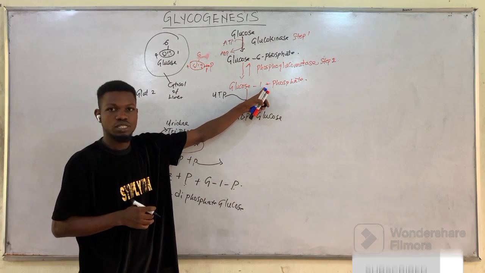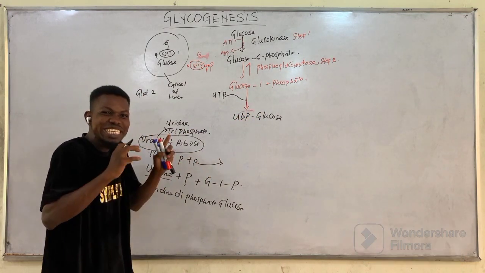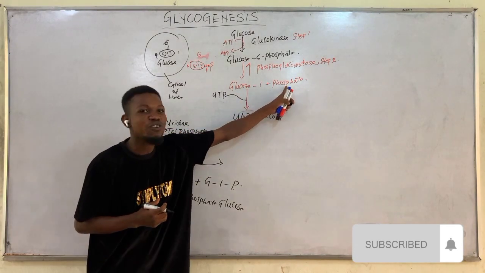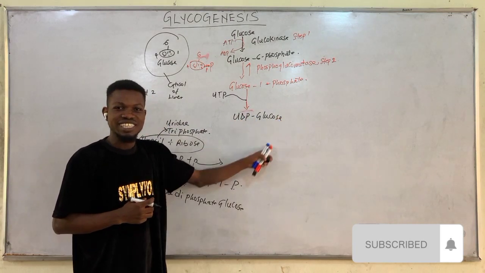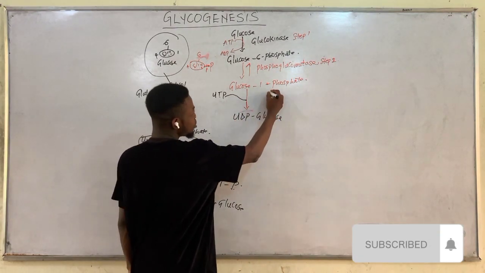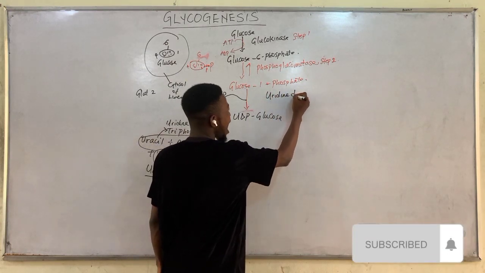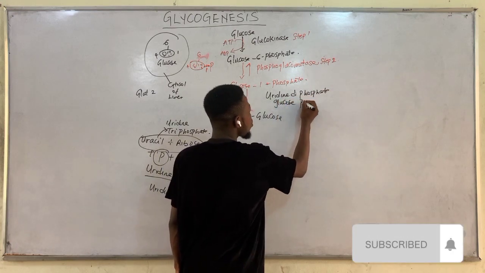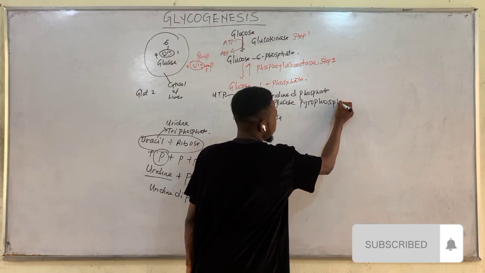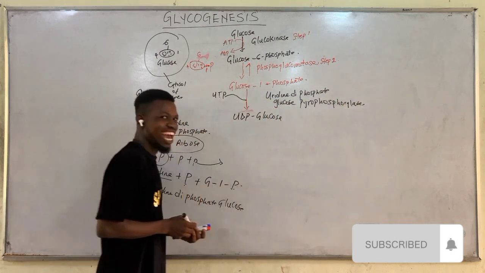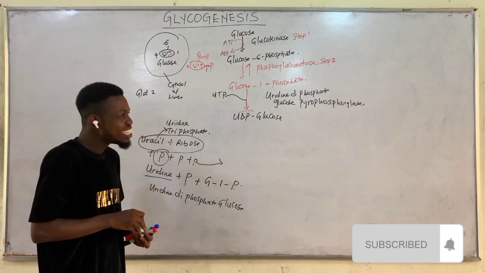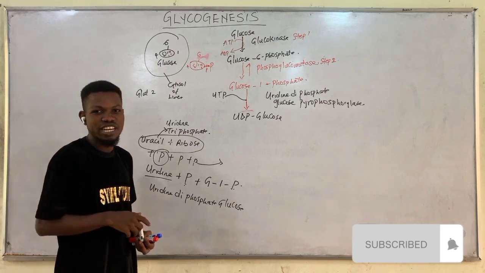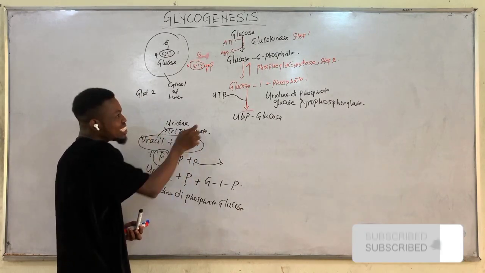So which enzyme is performing this reaction? Which enzyme is performing this catalytic reaction, converting glucose 1 phosphate to UDP glucose? The name of the enzyme is UDP glucose pyrophosphorylase. Yeah, this is the name of the enzyme. All these reactions that I'm explaining, the enzyme that performs the catalytic reaction is this. We call this UDP glucose pyrophosphorylase.